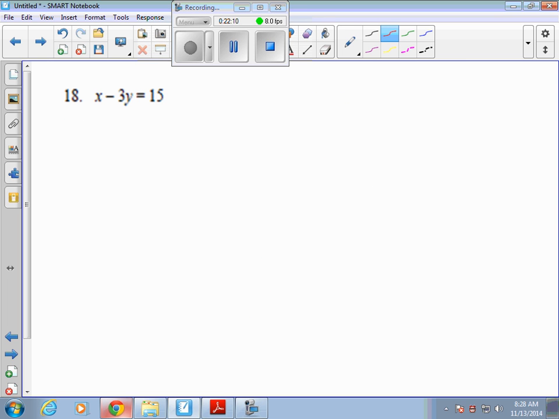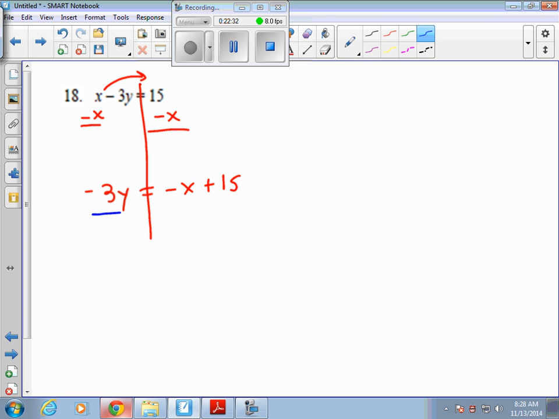Number 18 says x minus 3y is equal to 15. Move x over. We still want to get y by itself. So when we move that over, we subtract x to do it. Do it here. What that gives us is negative 3y on the left is equal to, you got two terms over there, 15 and a negative x. Put the x one first. Negative x, positive 15. Not quite y equals mx plus b. Get y by itself by dividing by negative 3. Do it here and here to balance it out.